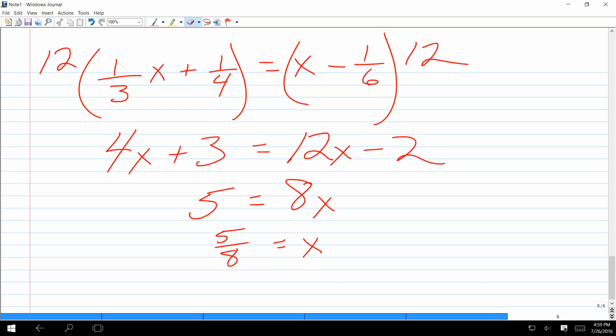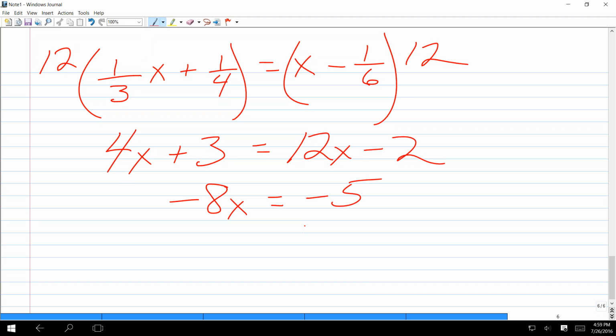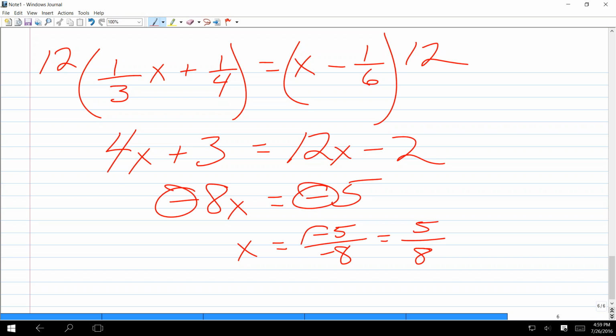Now, let's just suppose that I brought my variables to the left side and my numbers to the right. Well, now I'm going to end up with minus 8x on the left and minus 5 on the right, which there's nothing wrong with. Now I have to divide both sides by negative 8. So I end up with minus 5 over negative 8, which is the same as 5 over 8. So I get the same answer. It's just that I had to deal with all these negative signs.